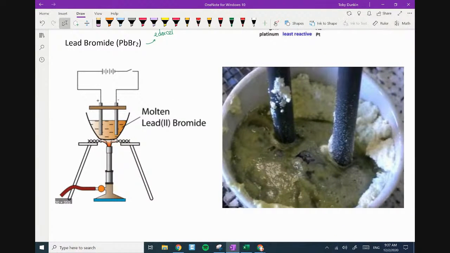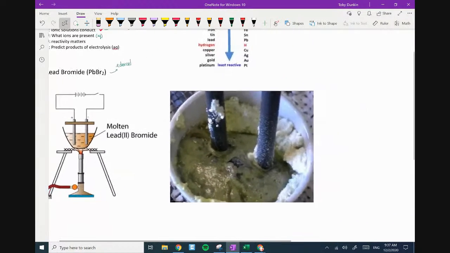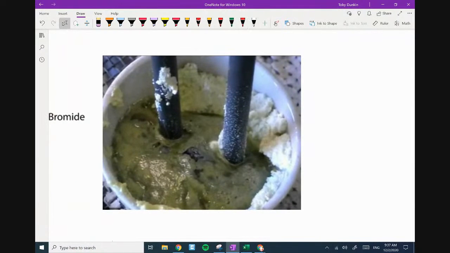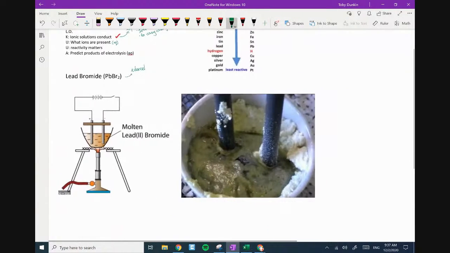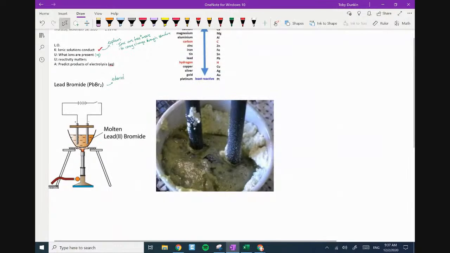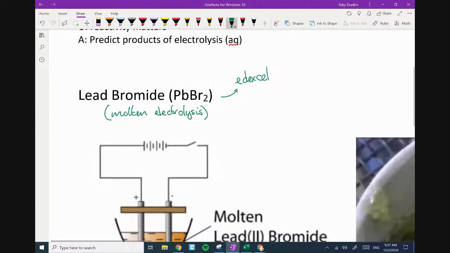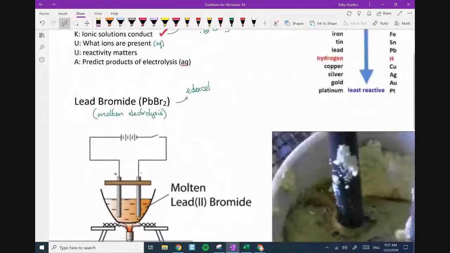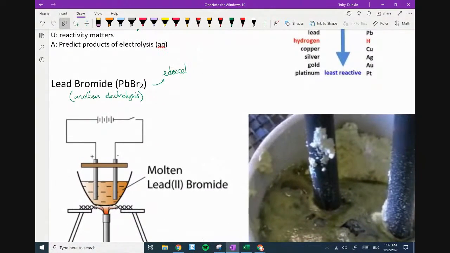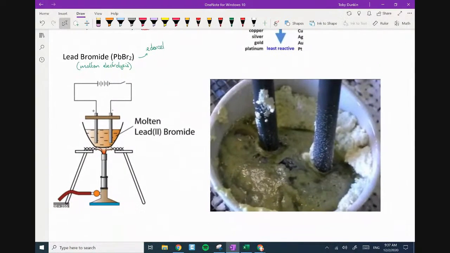Number 1 is, what does lead bromide look like at the beginning? Lead bromide is an ionic solid. We're going to make some bullet point notes on this. You can do a little subtitle of lead bromide and put underneath it molten electrolysis. Electrolysis is to split an ionic compound using electricity. Remember, the ionic is important there. Then we're going to do some facts underneath this.